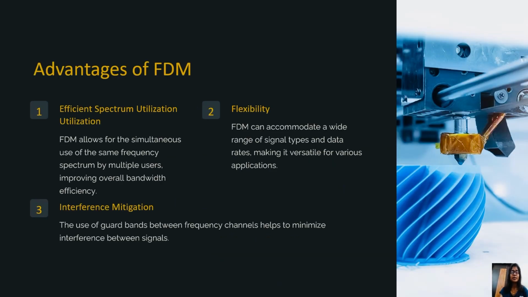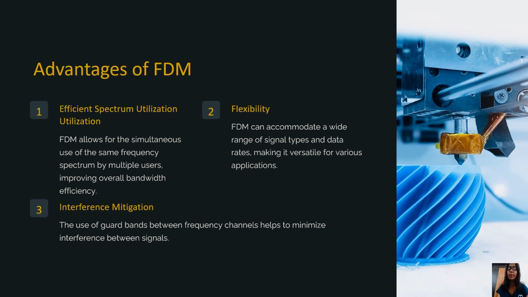So next we'll see the advantages of FDM. First one is spectrum efficiency. FDM allows the simultaneous use of the same frequency spectrum by multiple users, improving overall bandwidth efficiency. Second one, flexibility. It can accommodate a wide range of signal types and data rates, making it versatile for various applications.